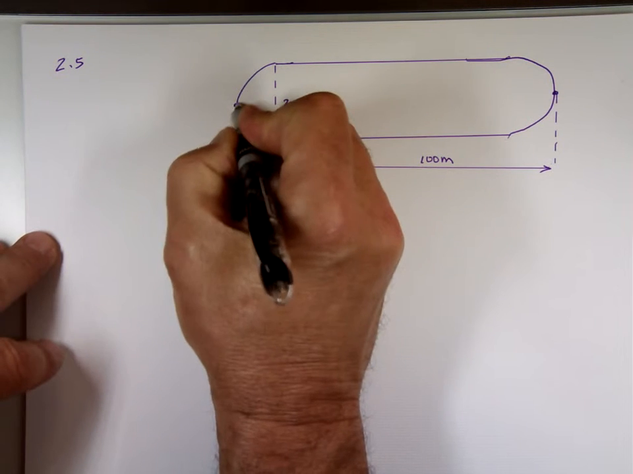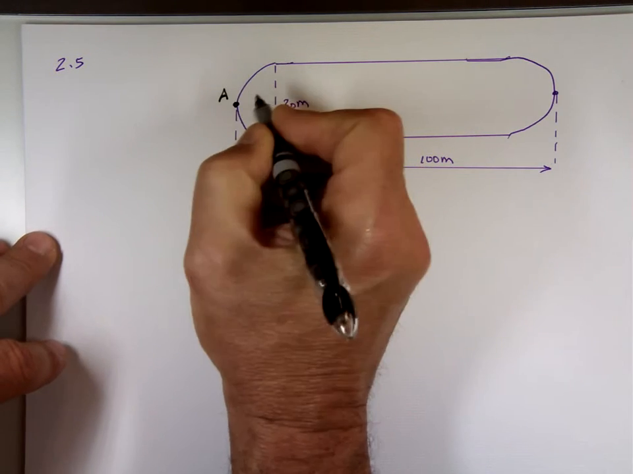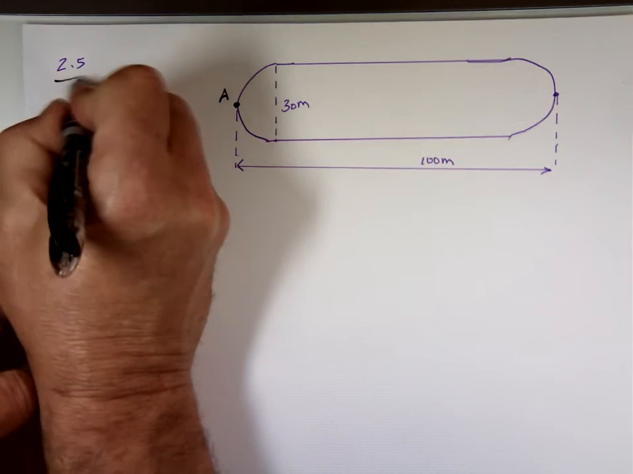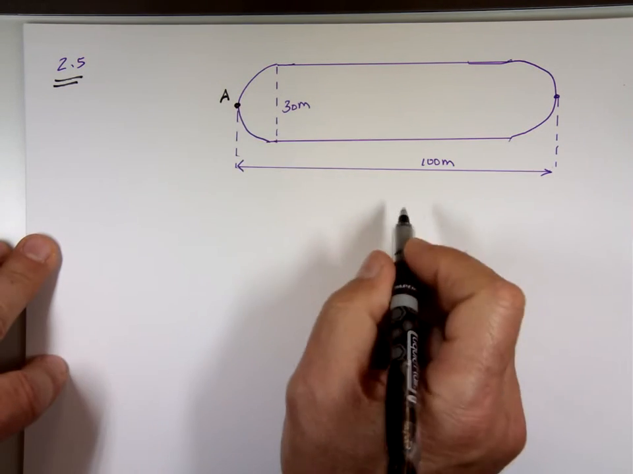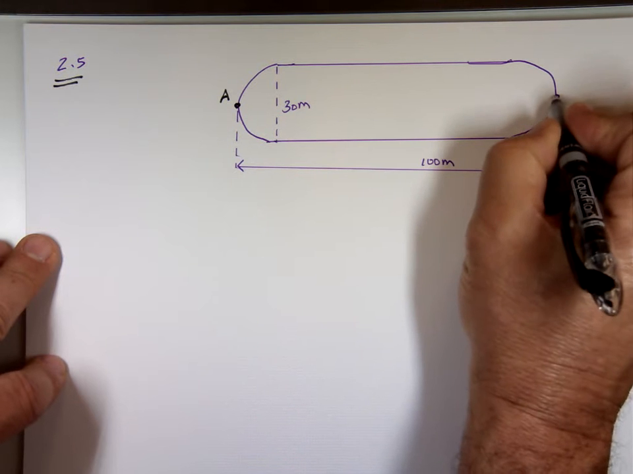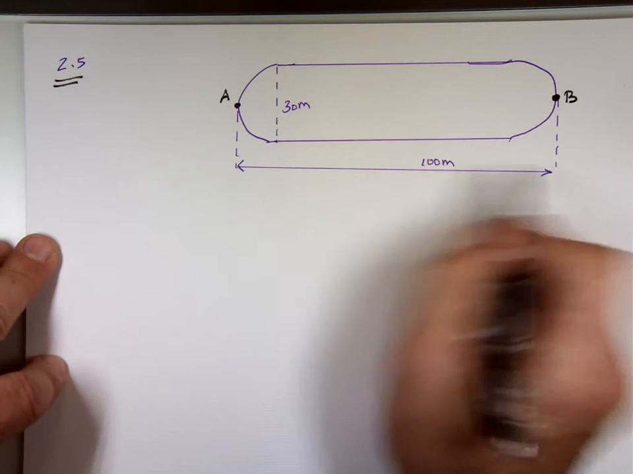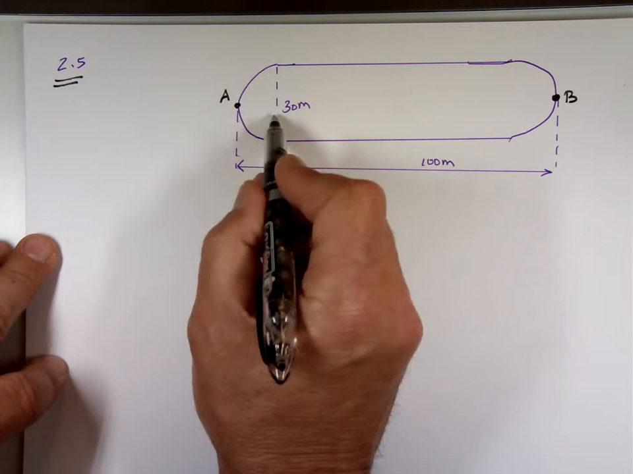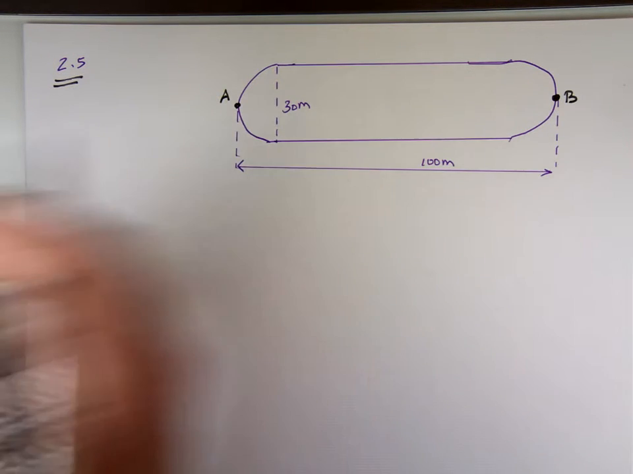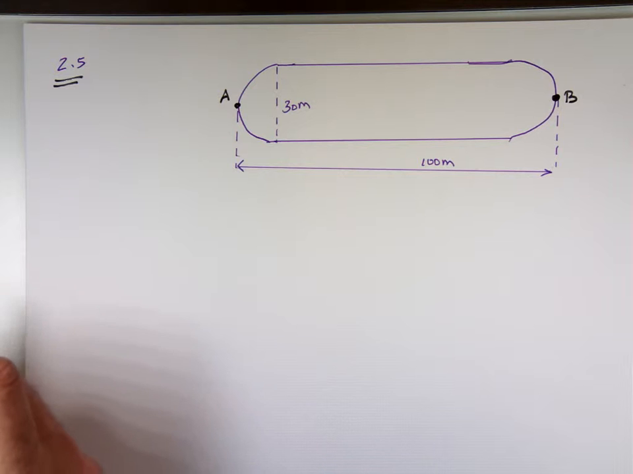This is point A. We have a jogger. This is question 2.5 in chapter 2, actually. We have a jogger that ran from point A to point B. The distance from A to B is 100 meters, and this is 30 up this way. It says neglecting the curvature.